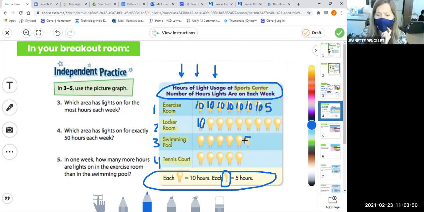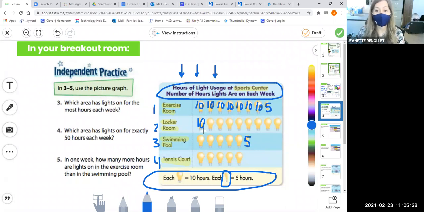And I see another one here. This is also equal to 5 hours. Now that will help me when I skip count to find my answers. Take a minute and label your whole light bulbs as 10 and your half light bulbs as 5 hours using the scale. Take a minute to catch up.